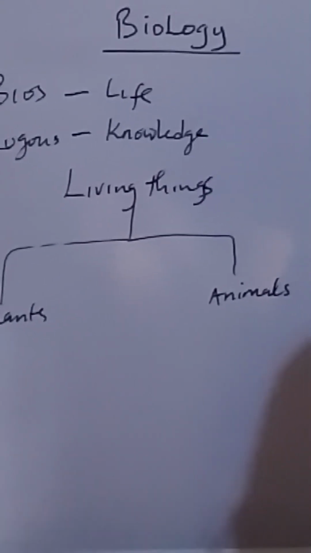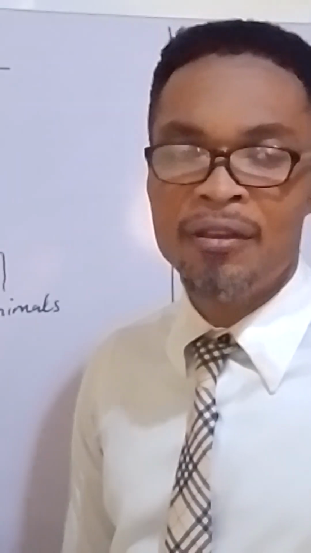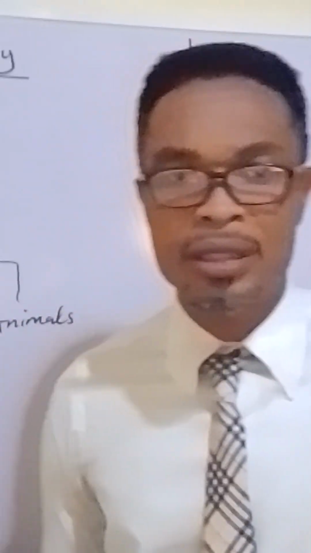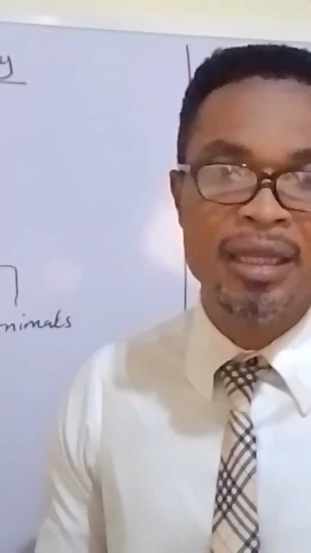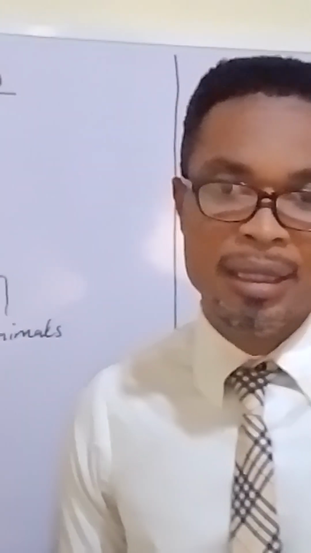Science in general studies things that are alive and things that are not alive, while biology studies things that are strictly alive. Chemistry studies things that are not alive in relation to things that are alive, whereas physics strictly studies things that are not alive in relation to the energy they possess.